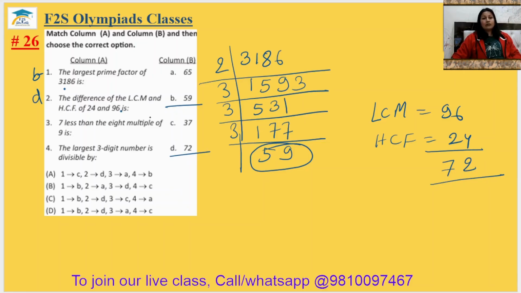7 less than the 8 multiple of 9. 8 multiple of 9, 72 minus 7, so 72 minus 7, 65. It is in option number A.